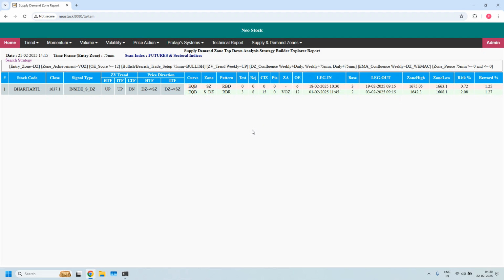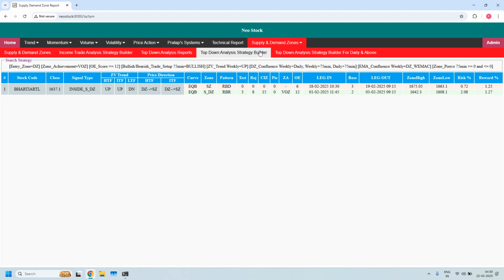Okay, this is about the bullish trade setup for weekly income trade. Next, bearish trade setup for weekly income trade.